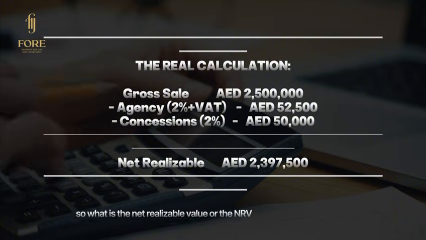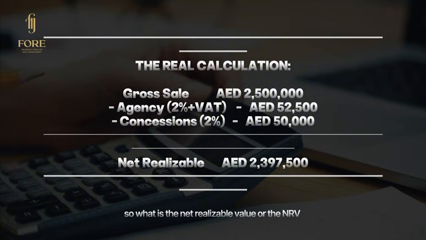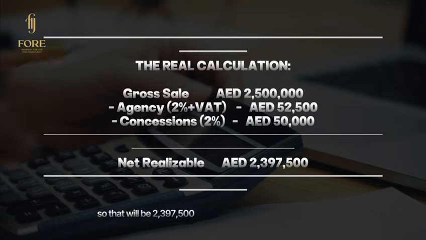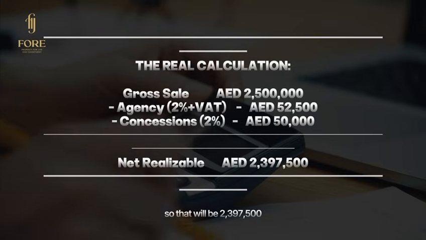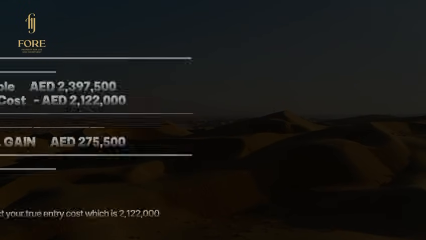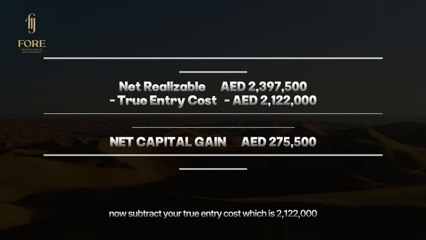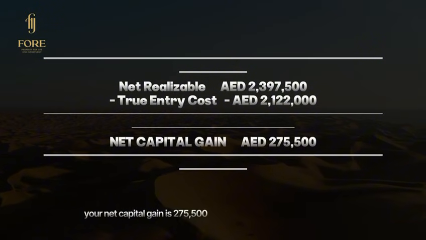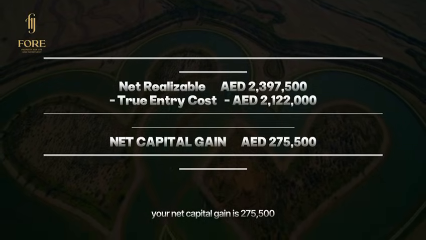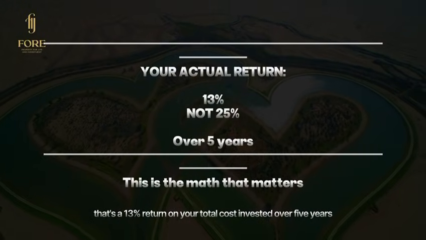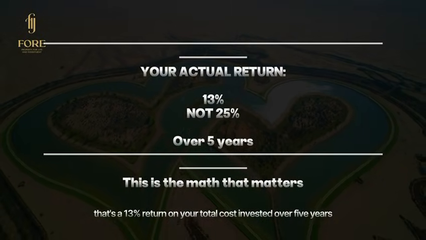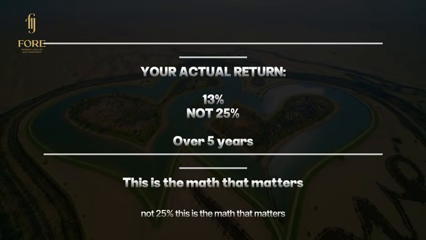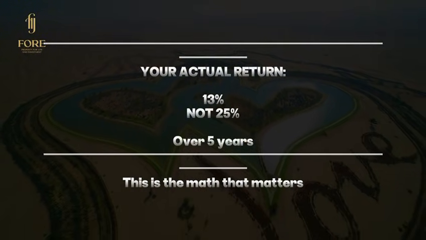So what is the net realizable value, or the NRV? That will be 2,397,500. Now subtract your true entry cost, which is 2,122,000. Your net capital gain is 275,500. That's a 13% return on your total cost invested over 5 years, not 25%. This is the math that matters.